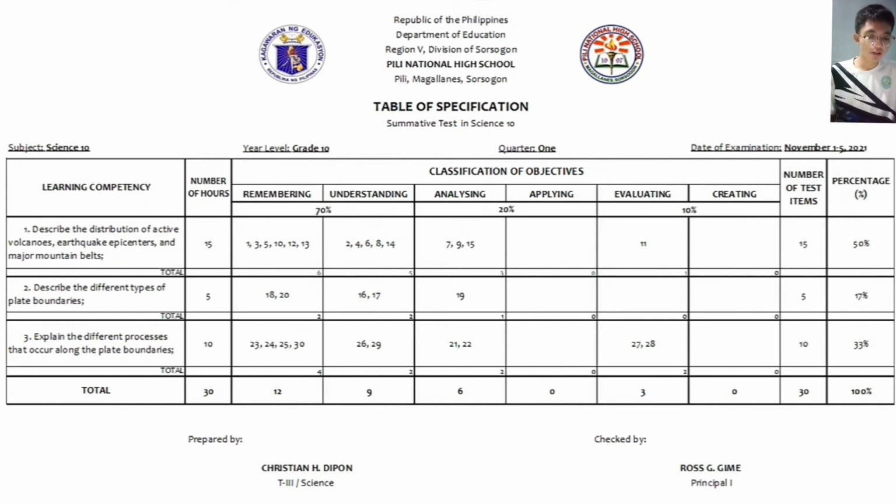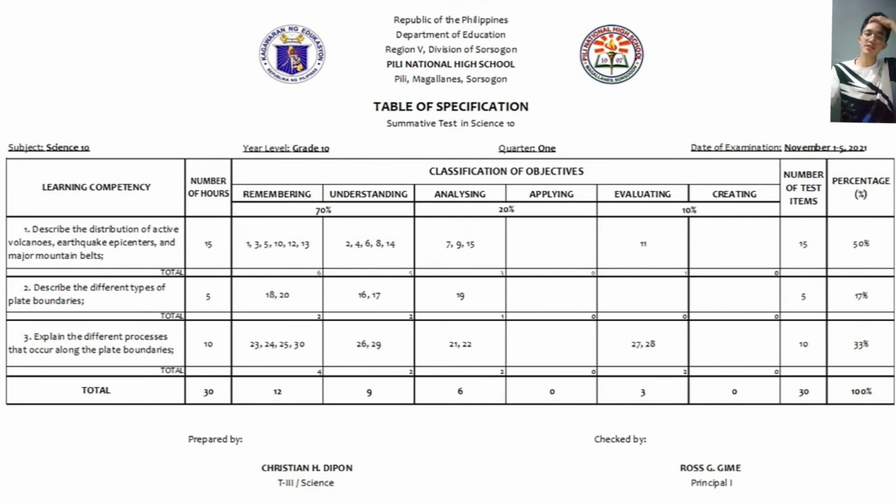Now, in learning competency number 2, the total number of items is 30. If you multiply it by 17%, the result would be 5. So there, we got the division of the number of items for each learning competency, and we can clearly observe that the harder the topic or learning competency is, the more items it has. So that is what is valid.